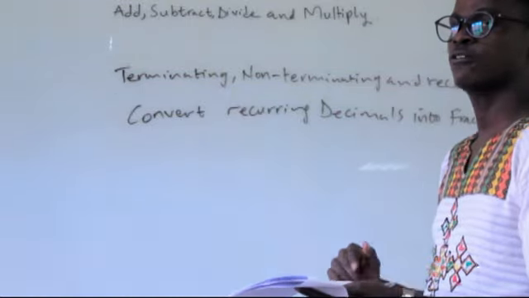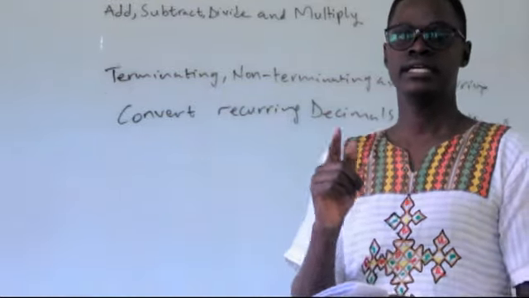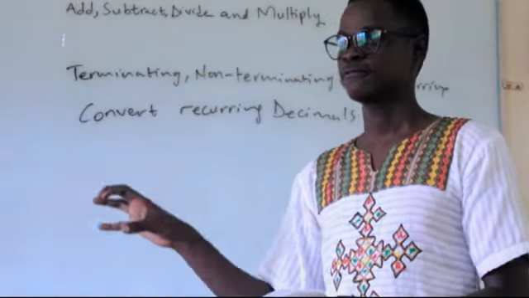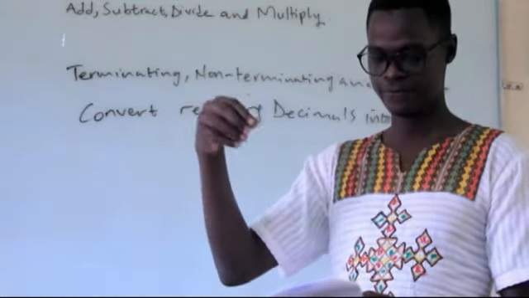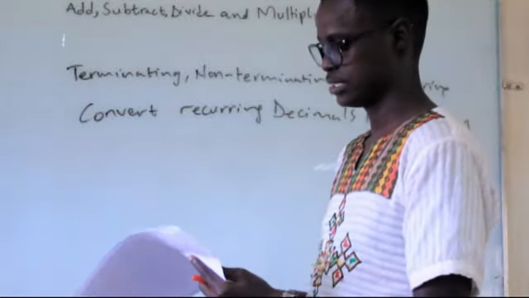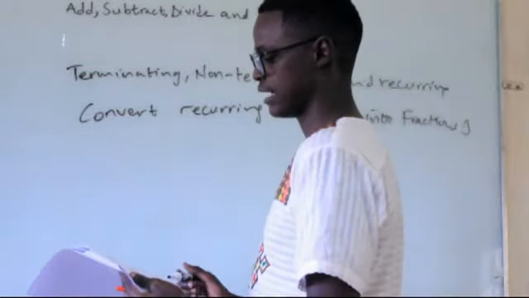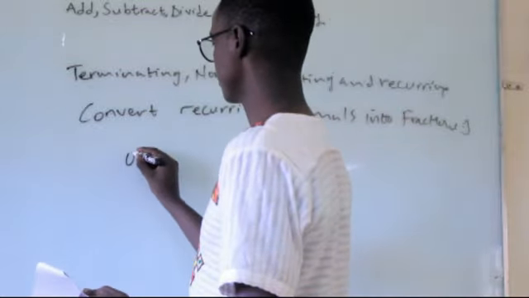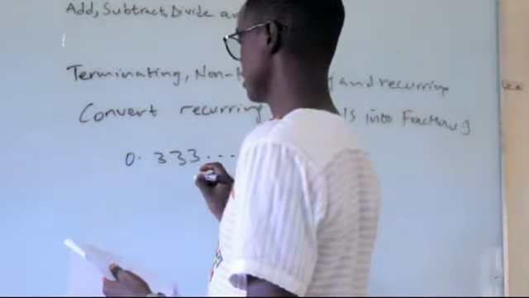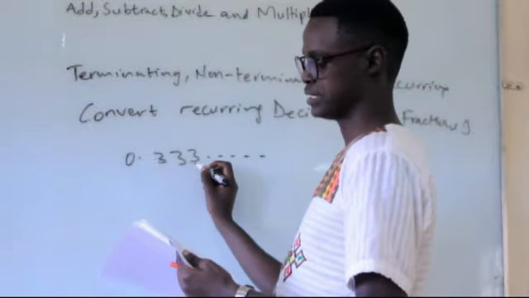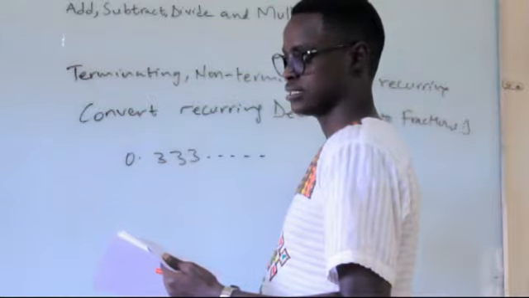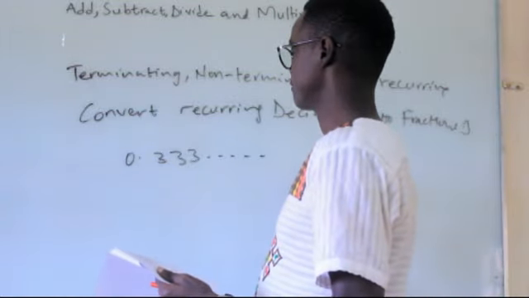If we are able to convert fractions into decimals, it means we can convert decimals into fractions. So let's see how to convert decimals into fractions. We have a decimal here, 0.333, and it is recurring because 3 is repeating itself several times. So how do we convert that into a fraction?